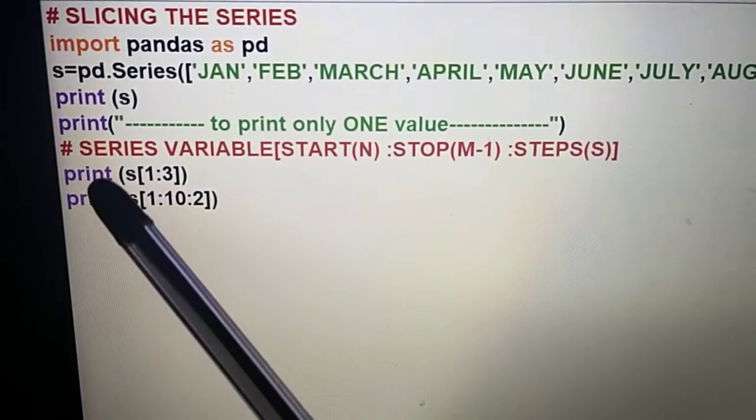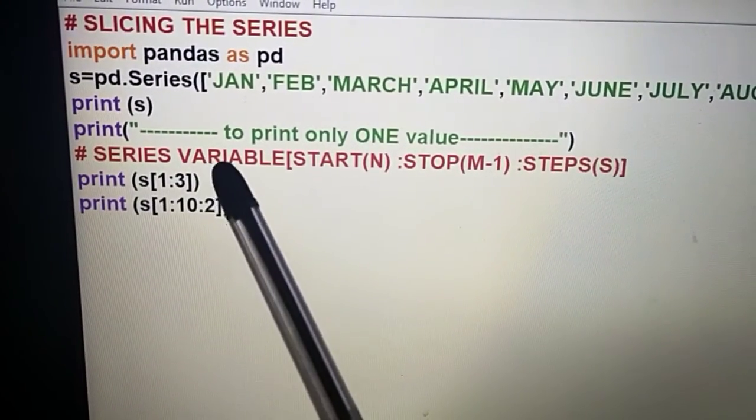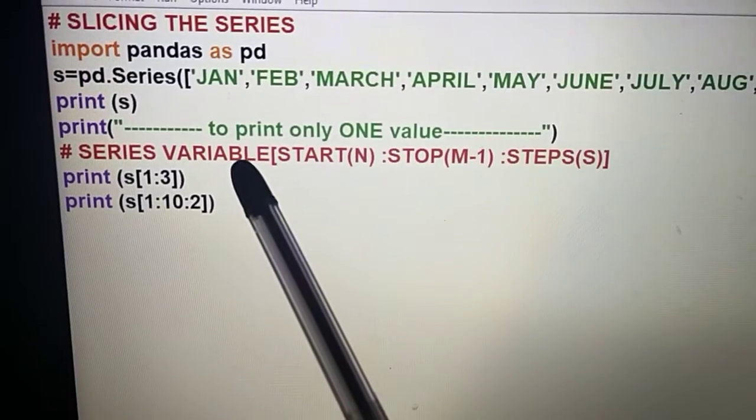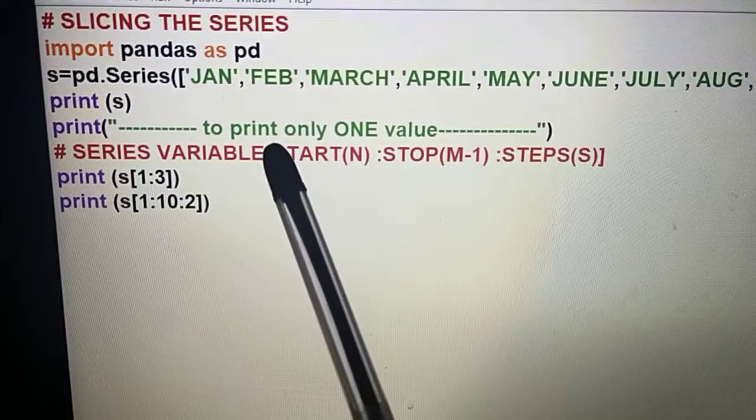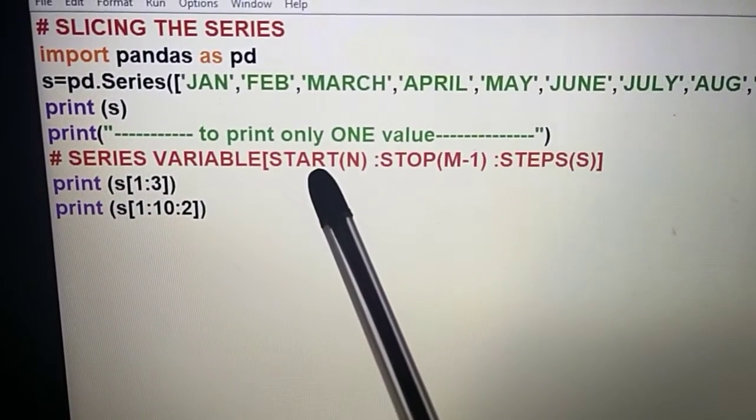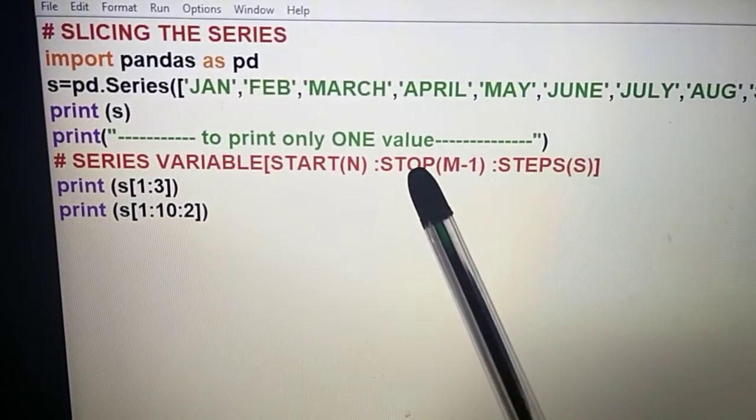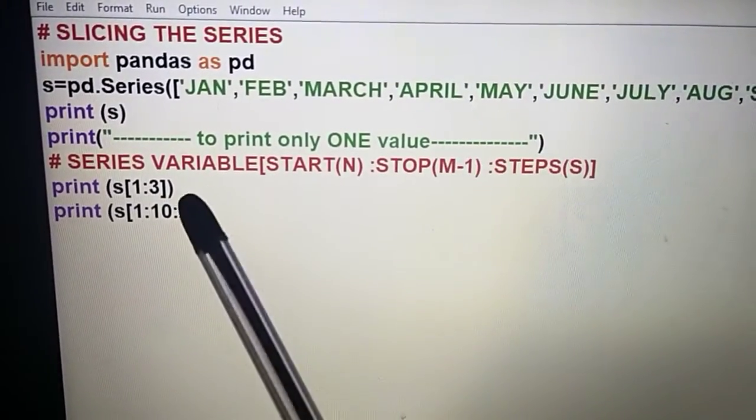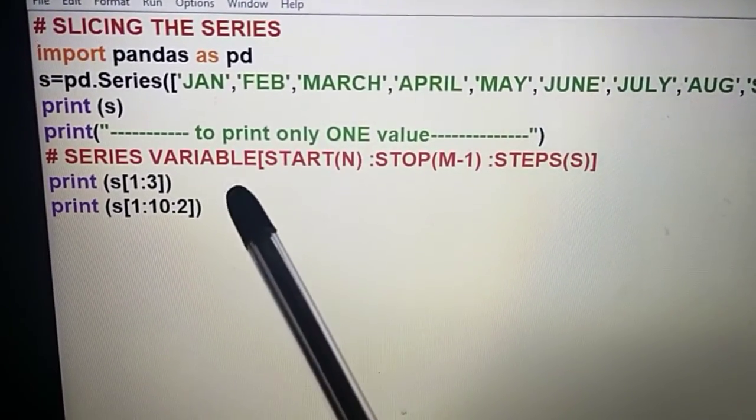Remember, whenever we are doing slicing in the list, in the dictionary and all, like last year, we have done this. That is the series variable, or the name of the variable. Over here we have s, then inside square brackets you have start. You have to mention from where you want to print. Then the end, or stop, will be m-1. For example, over here 3, it will be 3 minus 1, that means it will be 2.